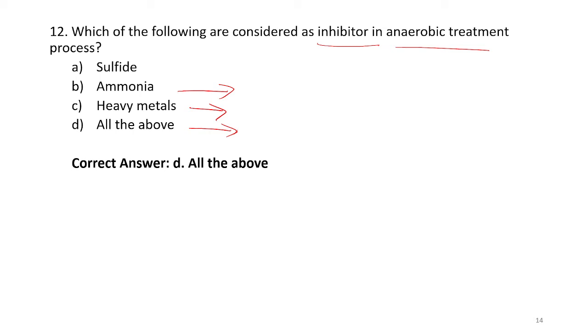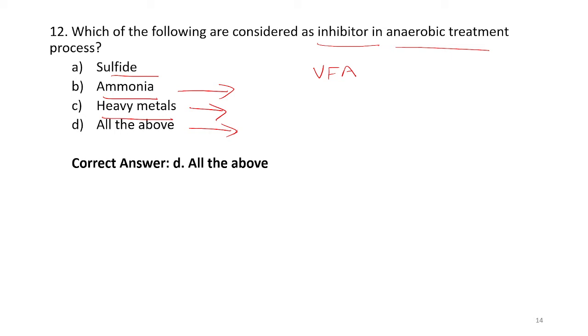So this discussion was there in the lecture. There is a discussion on what are the inhibitors in anaerobic treatment process. In that you would have learned that volatile fatty acid is an inhibitor, then sulfide is an inhibitor, ammonia, and then heavy metals. So all these are inhibitors to anaerobic treatment. So option D is the correct answer. Any doubt? If not, let us see the next question.